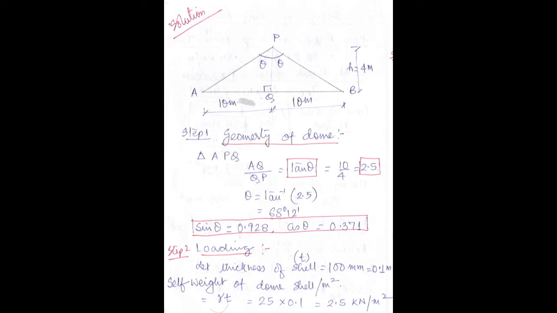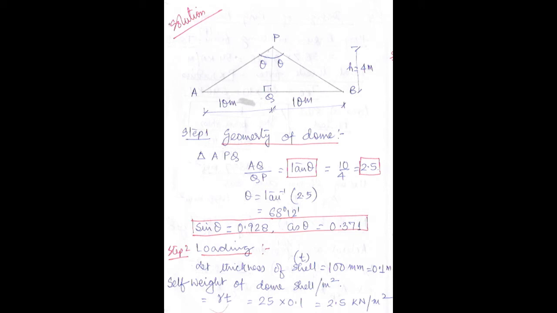Now you find out the value of sin theta and cos theta and write it down, because in later stages we need these values directly. Every time we don't have to calculate the value of sin theta and cos theta. So sin 68 degree 12 minute is equal to 0.928 and cos theta is equal to 0.371. So our step number 1 is done.